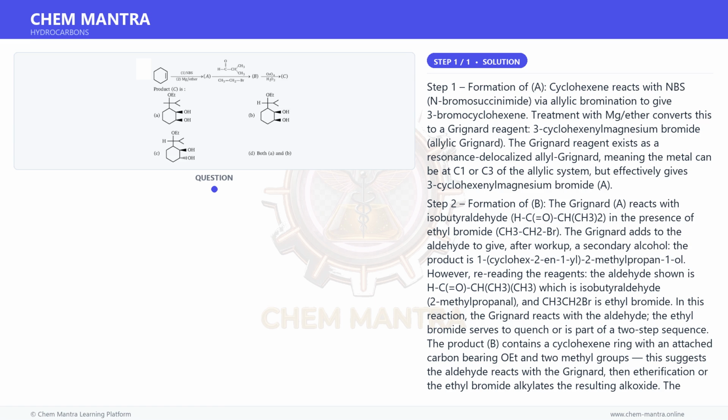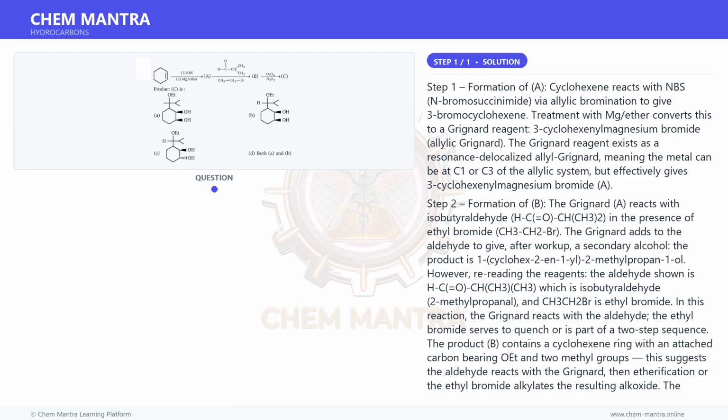Actually, the Grignard, cyclohexenyl-MgBr, adds to isobutyraldehyde, Me2CHCHO. The product alcohol is Me2CH-CH(O-), cyclohex-2-en-1-yl alkoxide, plus EtBr gives Me2CH-CH(OEt), cyclohex-2-en-1-yl. This places a CH(OEt)CHMe2 substituent at C1 of the cyclohexene ring, giving B as 1-(1-ethoxy-2-methylpropyl)cyclohex-2-ene.